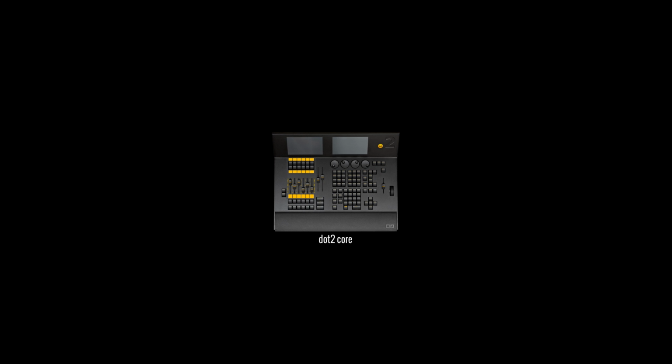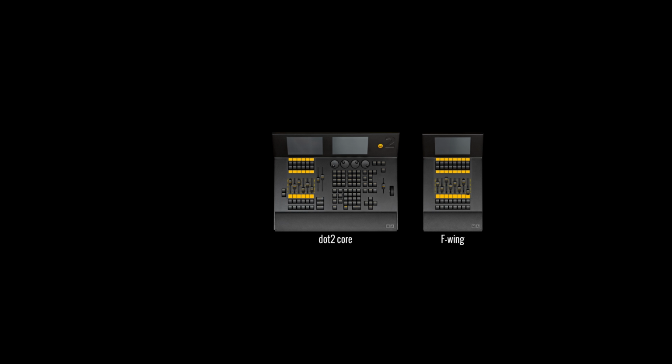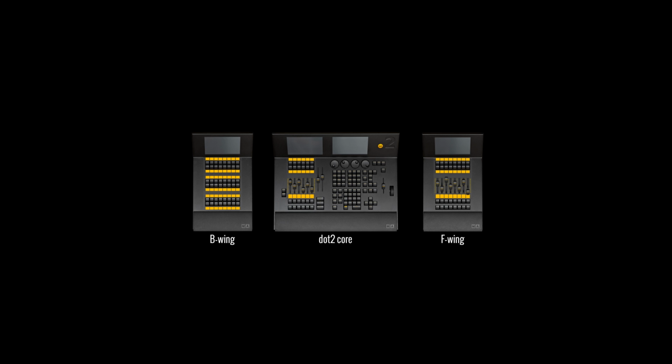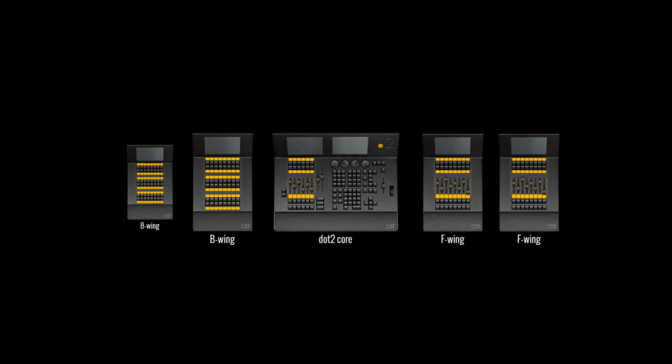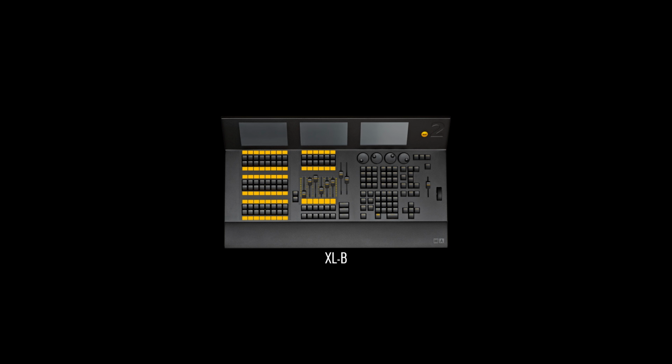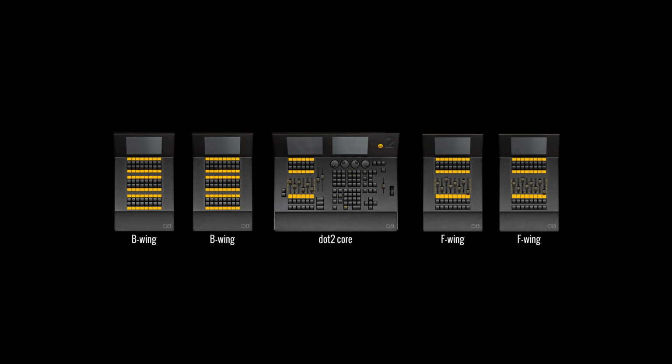In addition to this, you can add 2 types of wings to a dot2 console. A fader wing with 8 executor faders and 16 button executors, and a button wing which has 48 button executors. You can add 2 wings of each type to a Core console. The XLF and XLB count as having one of the respective wings already installed for expansion purposes. That means that a fully expanded MA.2 system features 24 faders and a whopping 144 buttons.